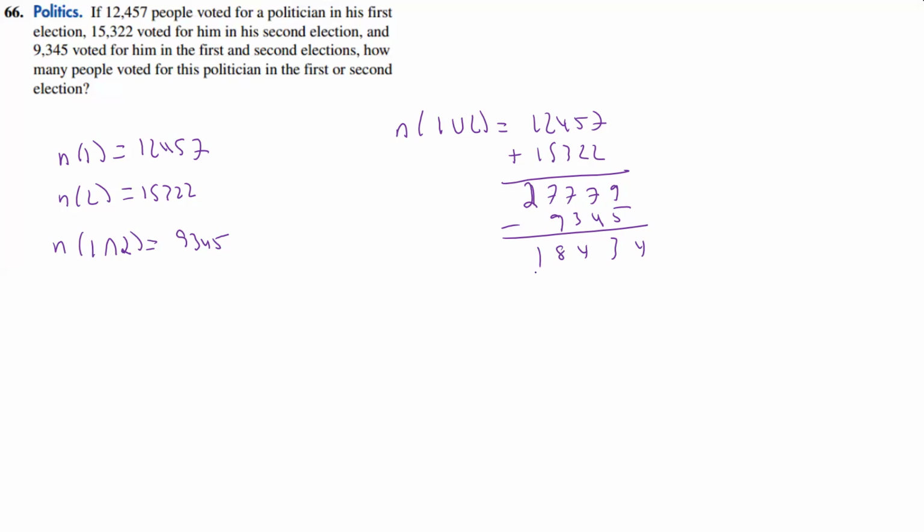All right. So there's going to be this many people who voted for the politician in the first or the second election, as long as you add 1 plus 1 and get 2 instead of 1. Okay. And so that would be how I would do that one.